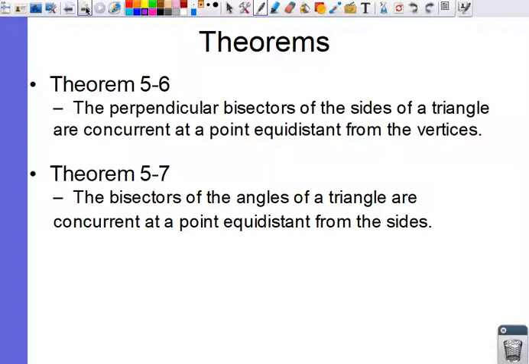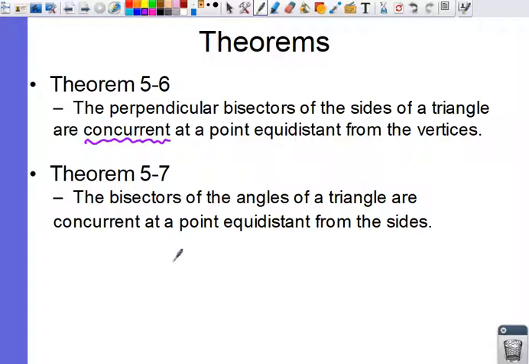The perpendicular bisectors of the sides of a triangle are concurrent at a point equidistant from the vertices. Concurrent is a new word to us. This word right here. It means that the lines all meet at the same point. All right, and that point happens to be equidistant from all the vertices of the triangle.